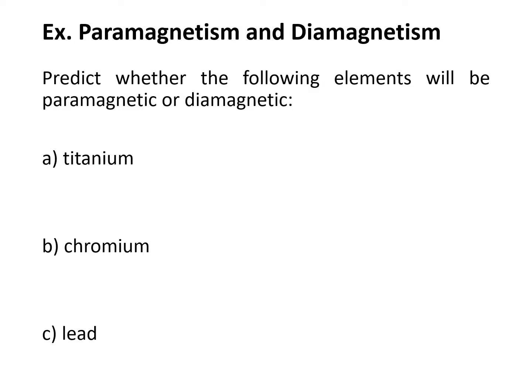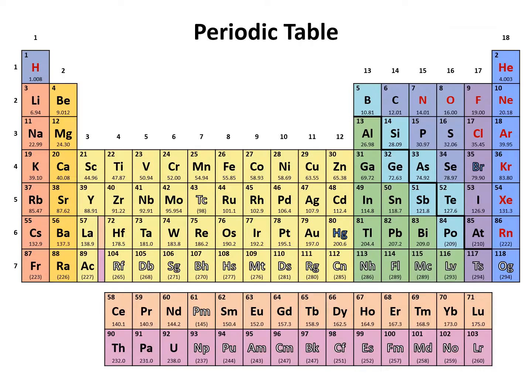In this example, we are asked to predict whether the following elements will be paramagnetic or diamagnetic. The strategy for this question is first to look up the element in the periodic table so that we can write down the electron configuration. Then we can write down the partial orbital diagram for the element, and this will allow us to predict whether the element is paramagnetic or diamagnetic. First, we'll start with part A, which is titanium.